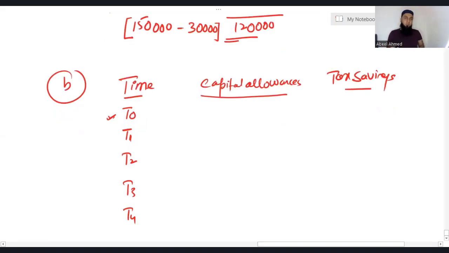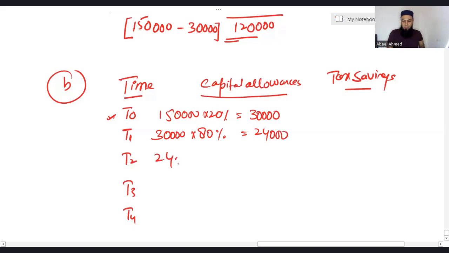So far till here, you just need to remember one thing. If question says specifically that investment is made at the end of accounting period, then you will start tax saving calculation from time 0. So 1,50,000 into 20%, it is 30,000. 80% of this is 24,000. Then again, we have to take 80% of this. So 24,000 into 80%, that is 19,200.